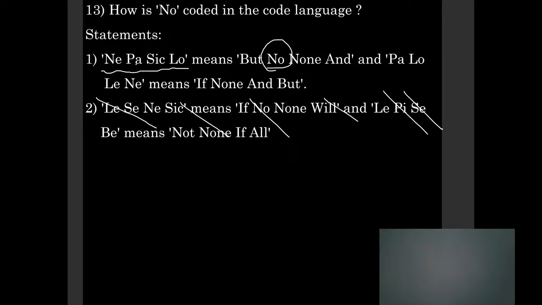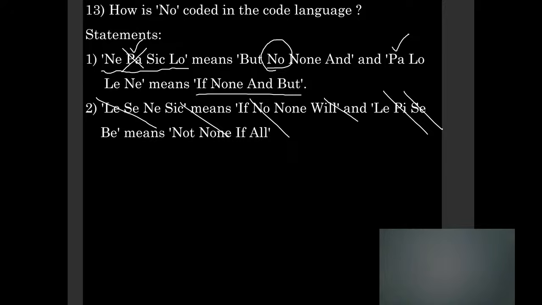Okay, if you observe, we have PA in this. PA is here. PA is also here. But if you compare this one, we don't have any no in this. So as we don't have any no in this, PA cannot be the answer, because we don't have any no in if, none, and but.